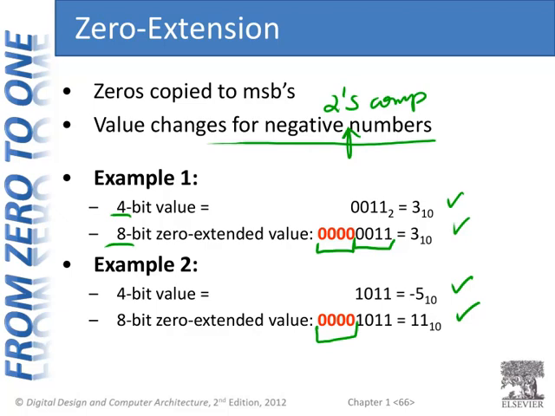But if this was originally an unsigned binary number, instead of that value being -5, it would be 1 plus 2 plus 8, which is 11. It would have been 11 originally, and now the value is preserved.